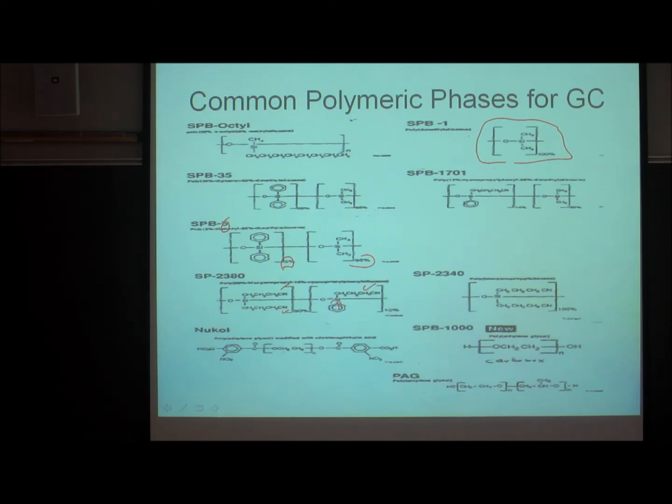But there are other high molecular weight compounds and polymers that are used, for instance, polyethylene glycol.